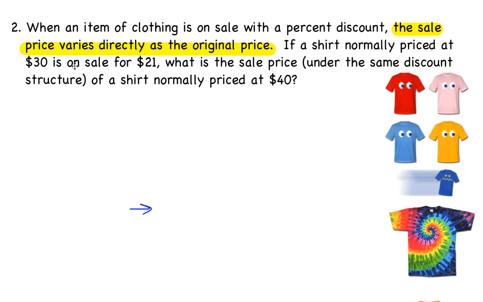If a shirt normally priced at $30 is on sale for $21. So here are our two items that are varying, okay? So we have a sale for 21 and we also have normally priced at 30, right? So we have two variables there. So what is the sale price? So we're looking for the sale price. I'll go ahead and highlight that again. What is the sale price when we have a normally priced at $40? So hopefully this isn't confusing. Hopefully this helps. So here we go.